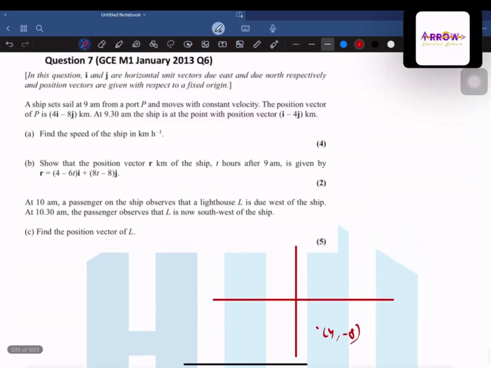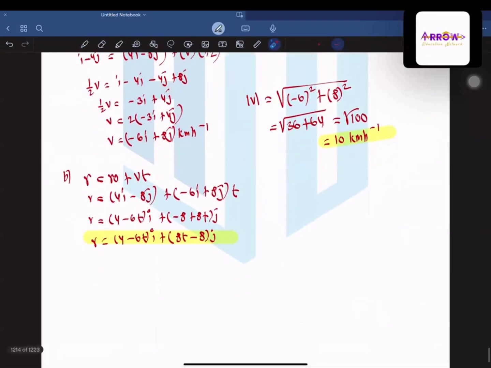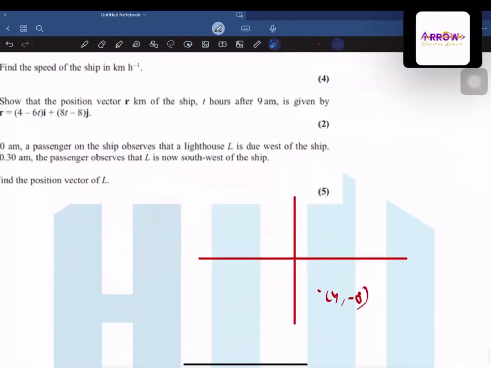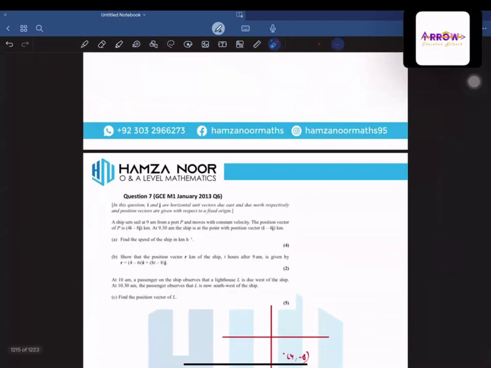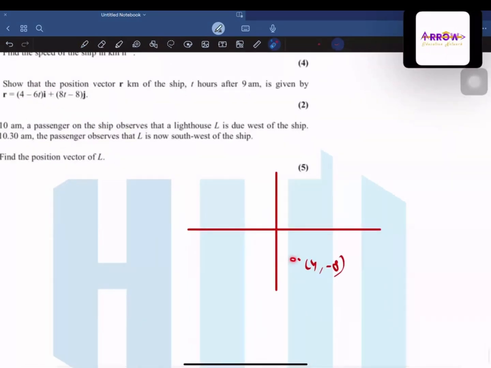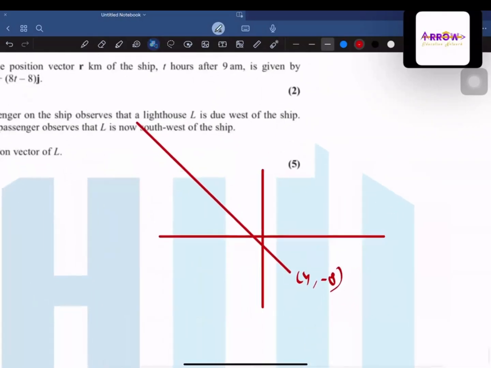And the ship is going with constant velocity, which is the vector minus 6i plus 8j. So the path of the ship goes like this: the i component is minus 6 and the j component is positive 8, so minus 6 towards the left and 8 above. In this path, the ship is traveling. You need to understand this.